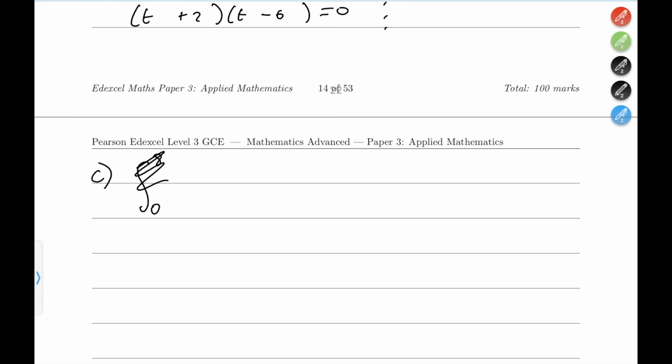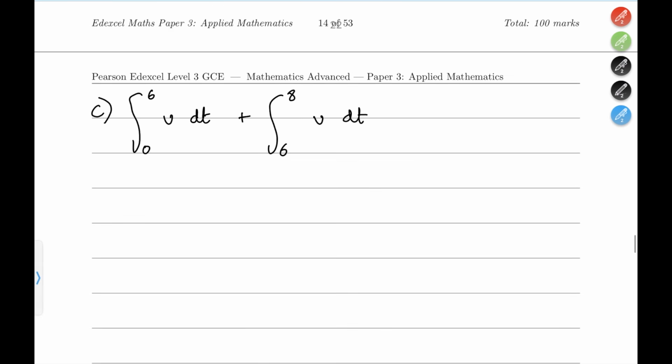Okay, so we're going to have to split this integral up. So what we're going to do is calculate the integral of the velocity with respect to time between 0 and 6, and add that to the integral between 6 and 8. But we're going to find the magnitude of each of these values, because that will give us the distance.